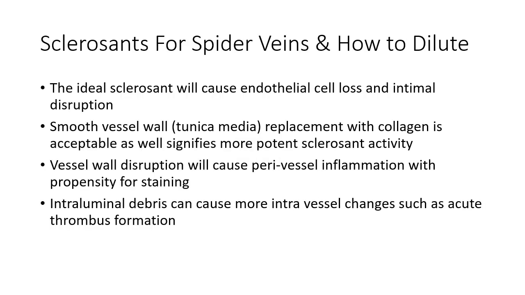The ideal sclerosant will cause endothelial cell loss and intimal disruption. Smooth vessel wall replacement with collagen is acceptable, and it does signify a more potent sclerosant activity. Vessel wall disruption will cause perivessel inflammation with propensity for staining. This is a diffuse staining that you see after sclerotherapy, rather than a linear staining that occurs because of thrombus in the vessel itself. Intraluminal debris can cause more intravessel changes, such as acute thrombus formation.